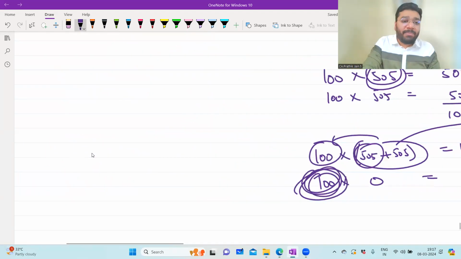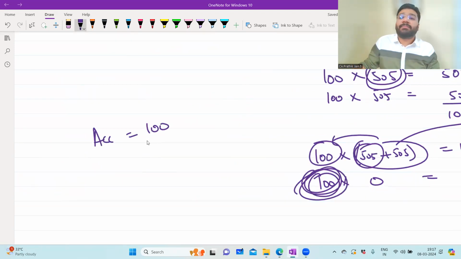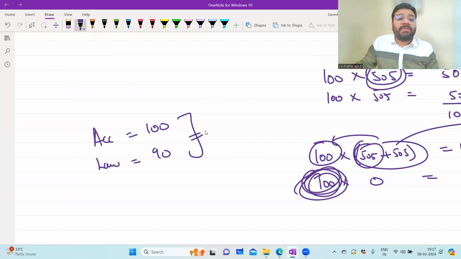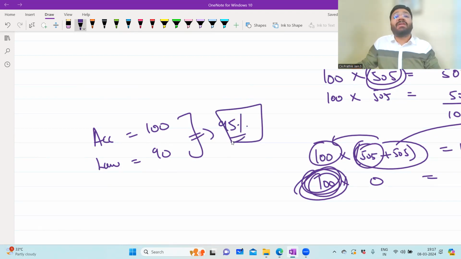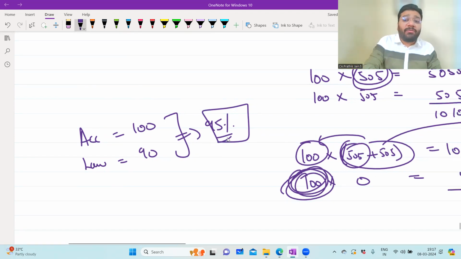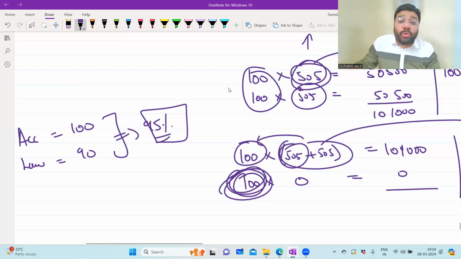1,010 rupees. Now, for example, let's suppose you scored 100 in the accounts paper. Let's suppose you scored 90 in the law paper. If I take the average, what is the average marks? 100 plus 90 by 2. So it is 95%. So we say on an average, we got 95%. Does it mean that you got 95 in both the papers? Same way, when I'm saying 505 is the average price for 200 shares.